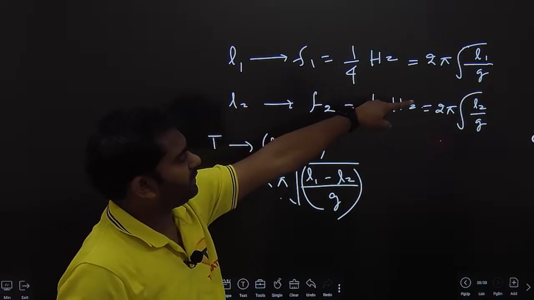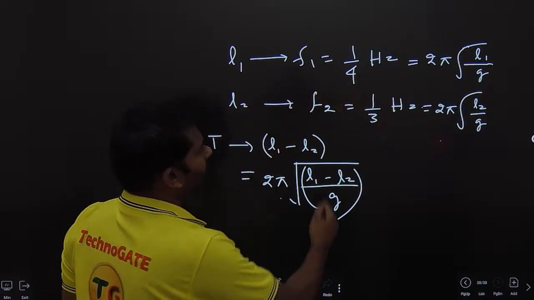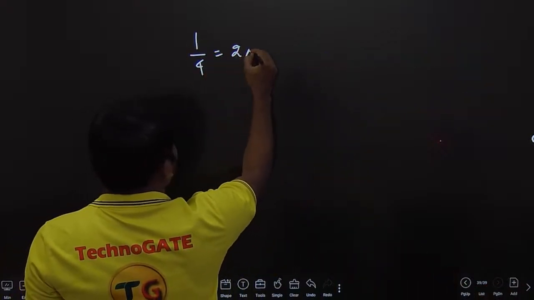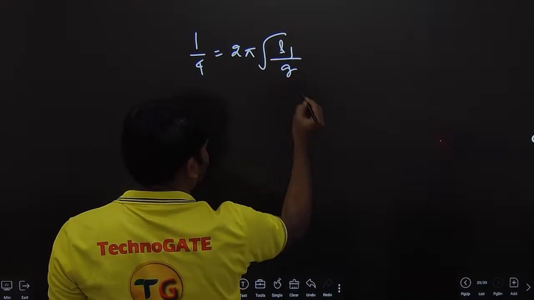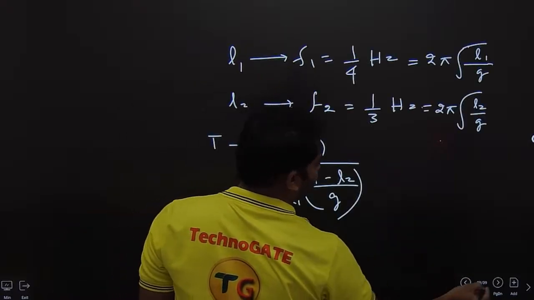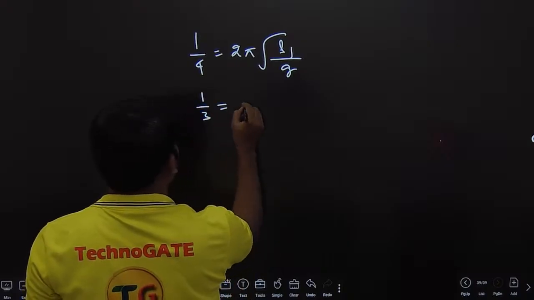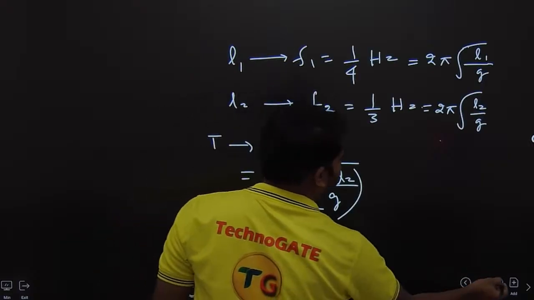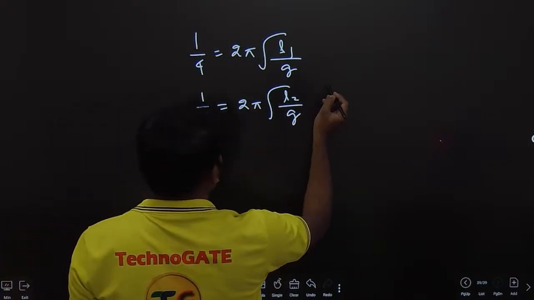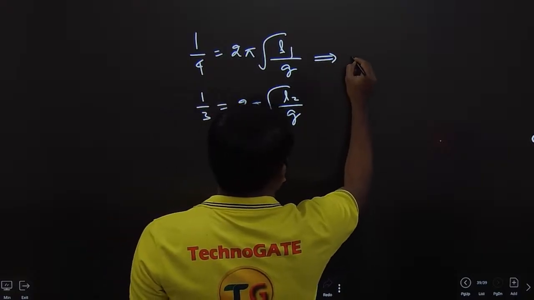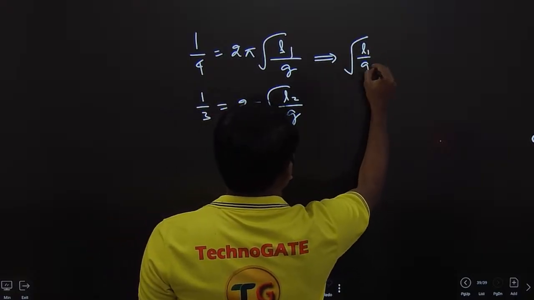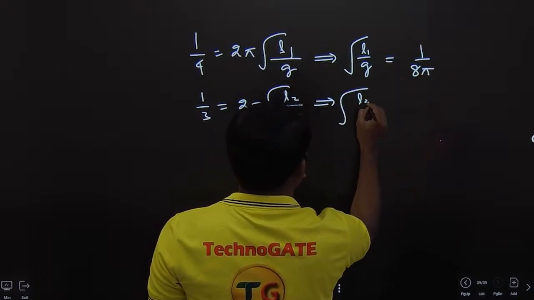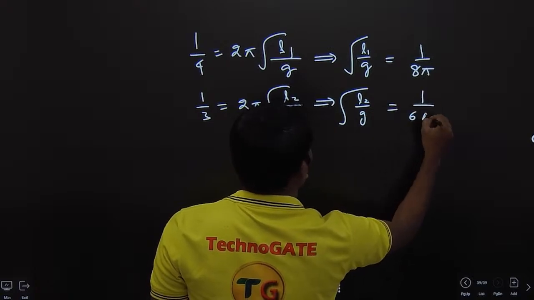G is common, so let us get L1 and L2 in terms of G only. So 1 by 4 is equal to 2 pi under root L1 by G, and 1 by 3 is equal to 2 pi under root L2 by G. This implies root L1 by G is equal to 1 by 8 pi, and root L2 by G is equal to 1 by 6 pi.